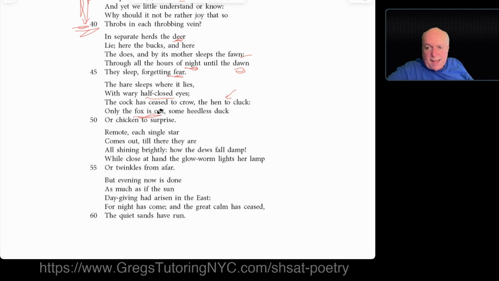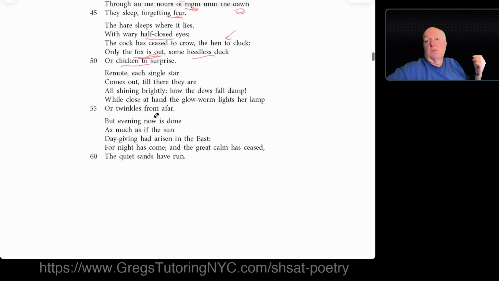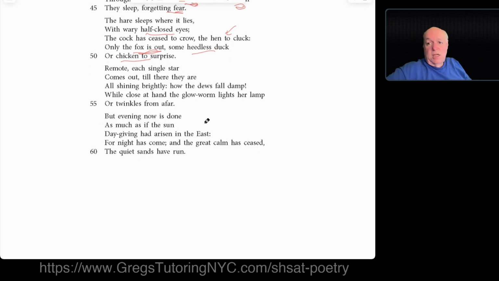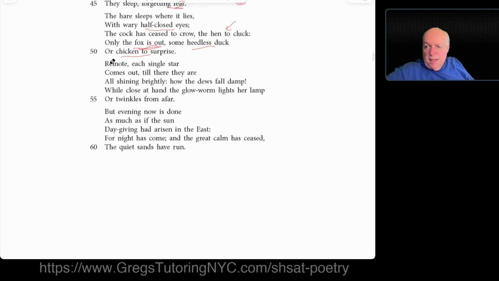Only the fox is out. Aha! So the fox is trying to get a meal too, just like the owl and the bats did before. Some heedless duck or chicken to surprise. So the fox is going to sneak around the farm or whatever the case may be and see if it can get something to eat while the other animals are chilling out. And again, that might be why the hare is half asleep. The fox might also try to eat the hare, right? So there's that.